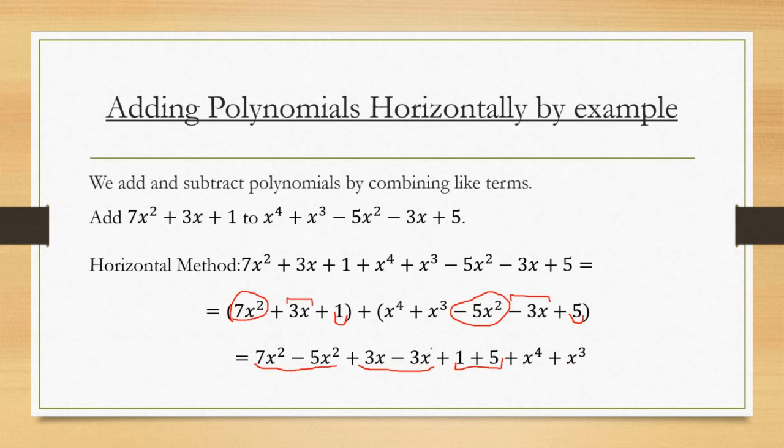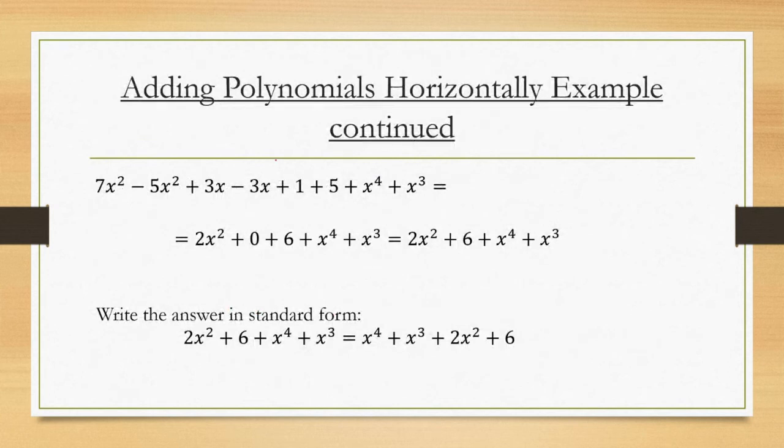Okay, now we're ready to combine like terms. So we have 7x squared minus 5x squared. That's going to become 2x squared. Okay, so that's what we get here.